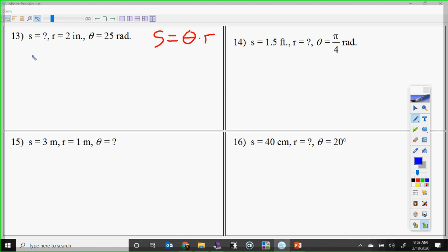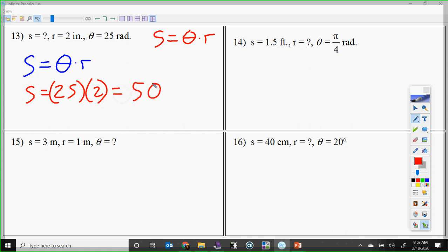Well, here we go. So S equals theta times the radius. My angle is 25 radians. My R is 2. 25 times 2 is 50. And remember that I'm finding length, so since this is in inches, this needs to be in inches.